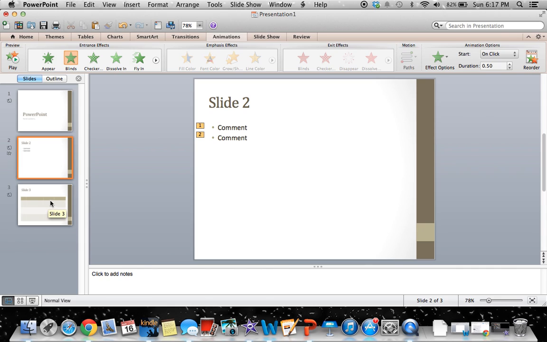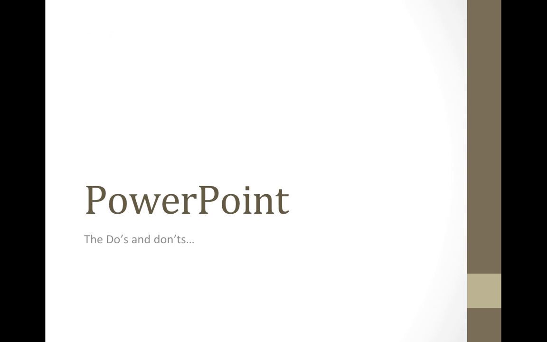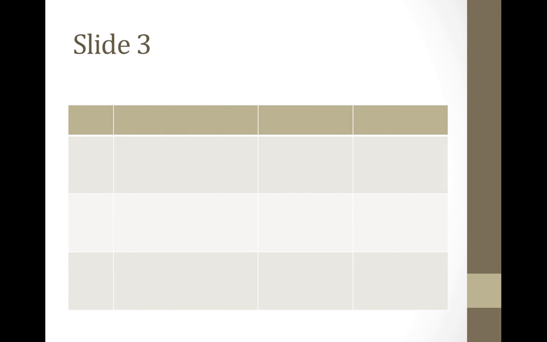So your finished product would look like this. If we enter into slideshow mode, and we're going to go to the very first. So this would be your very first slide. Then it would transition into slide 2, your animation on every click, and your slide 3.